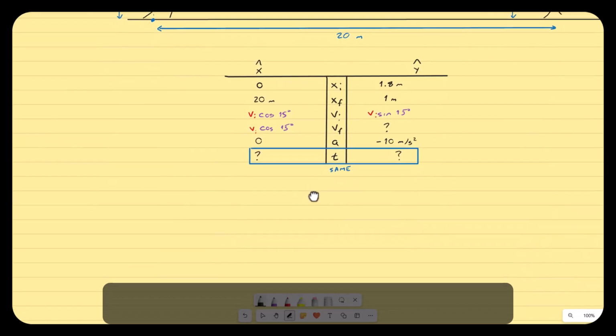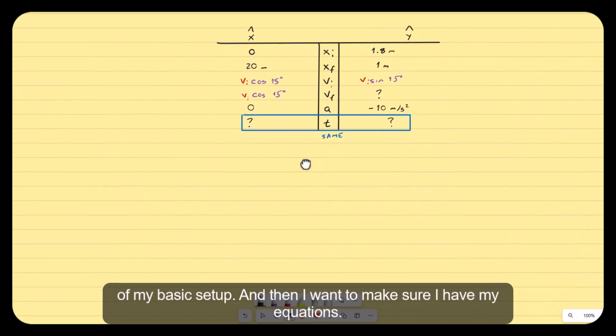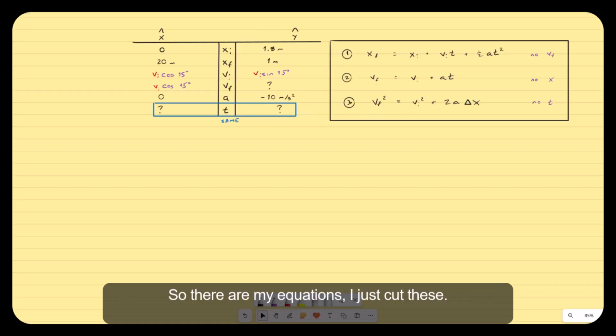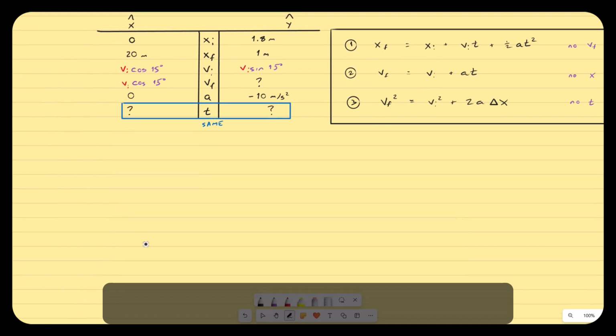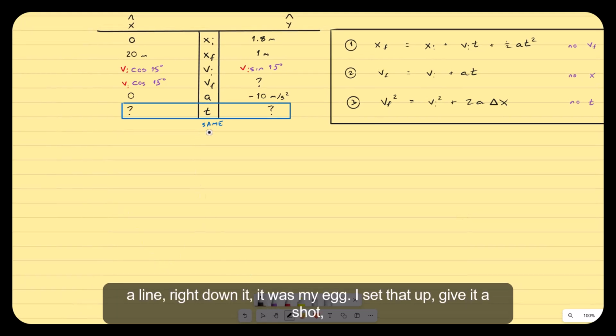This is kind of my basic setup, and then I want to make sure I have my equations in there. So there are my equations. I just copy pasted them. I use them enough. Here we go. I would like to start solving this thing. I said I was going to try and keep a line right down the middle of this and do my x and y separately that way. I'll give it a shot.